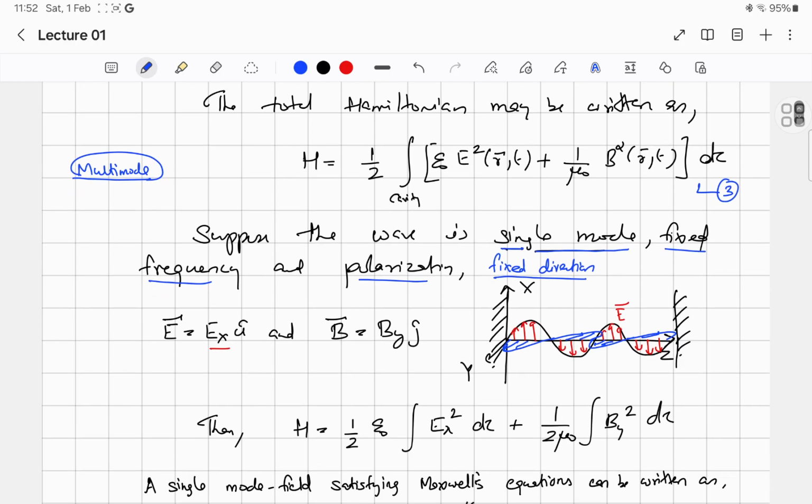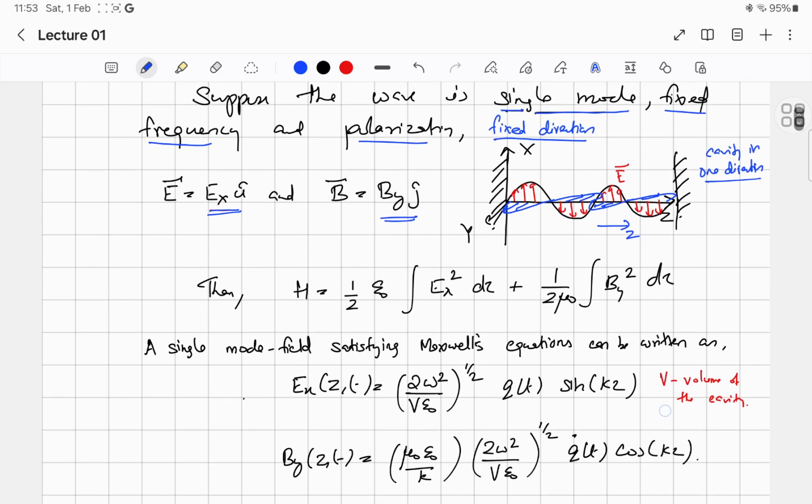Now again, in order to make it simple, consider the electromagnetic wave is confined along the z direction, that is, the cavity is along one direction. So if the cavity is in one direction, I can represent the electric field as oscillating along x, the magnetic field along y, and the direction of propagation along z. And we can write E as E_x i, and B as B_y j. And it is possible to find the expressions for E_x and B_y. Now we can find the total energy by integrating the energy densities.